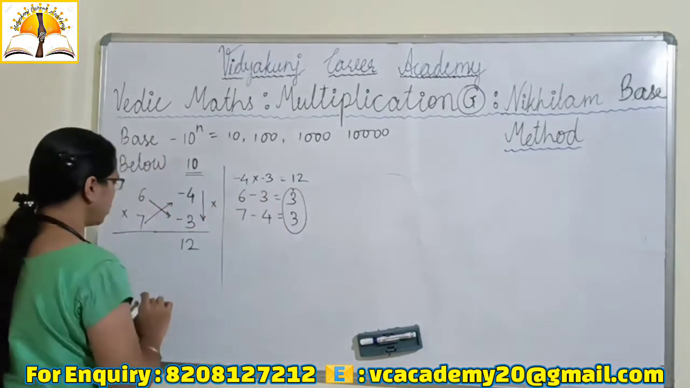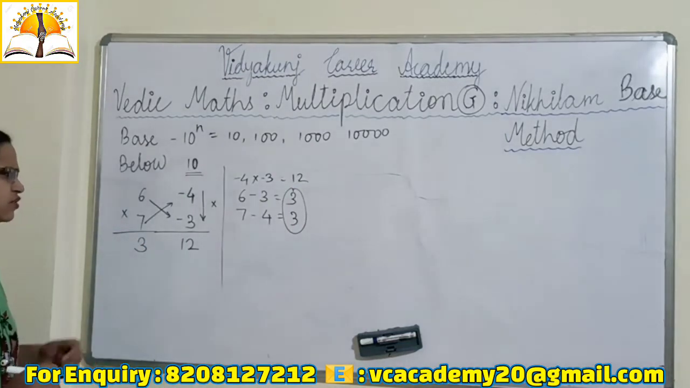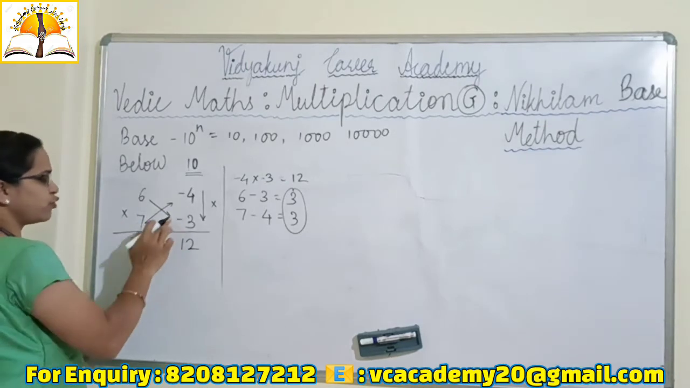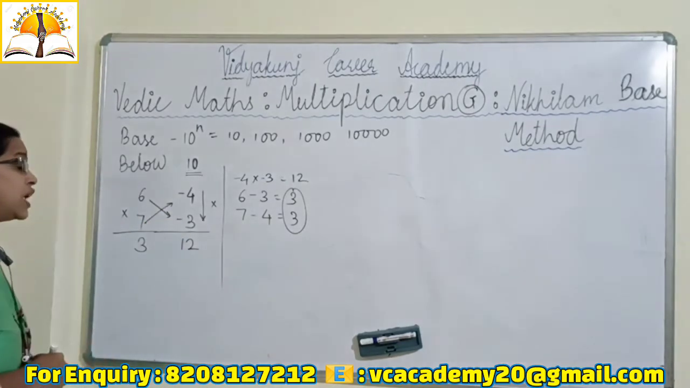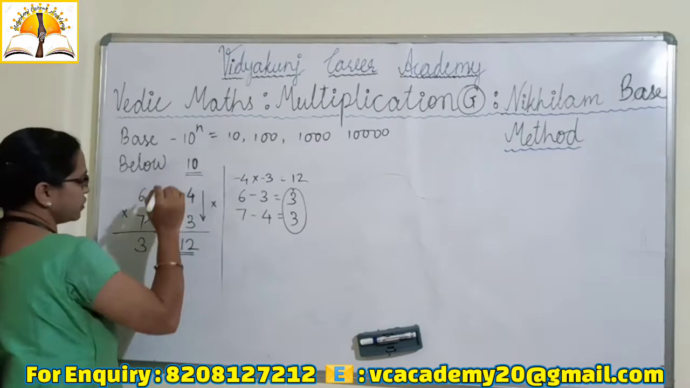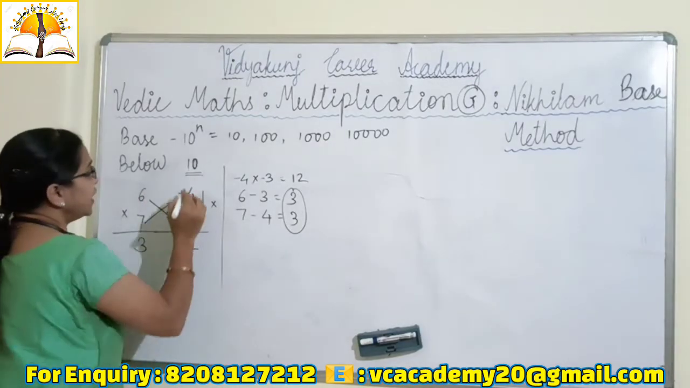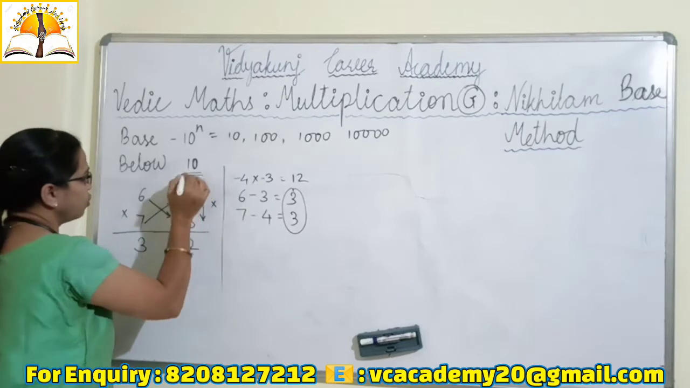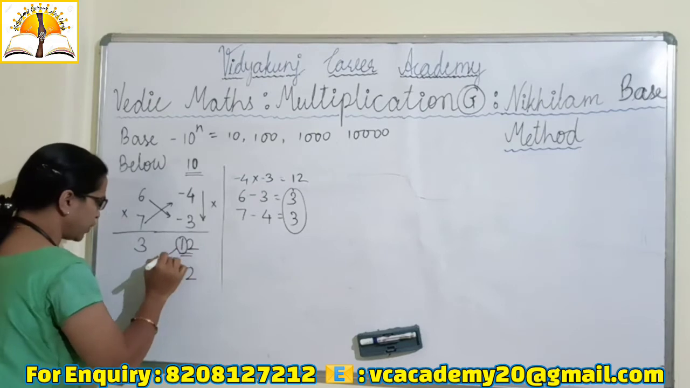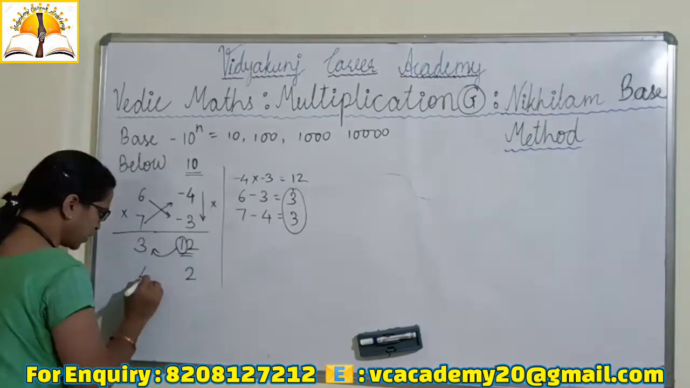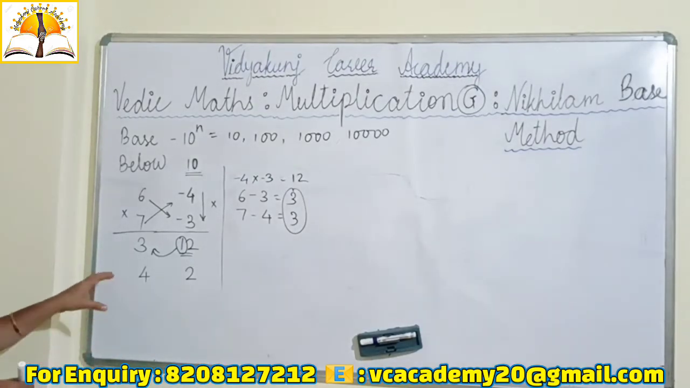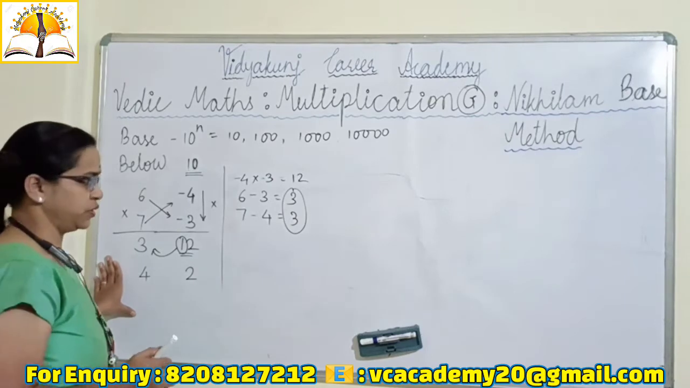From this we have to take only 1. You can do it anywhere: 6 minus 3, 3; 7 minus 4, 3 only. Then one more thing I will tell you. In 10 how many zeros? 1. So we have to put only 1 digit here, and the remaining number we have to carry further. Then it becomes 42. Understood how to do multiplication by using the Nikhilam base method.